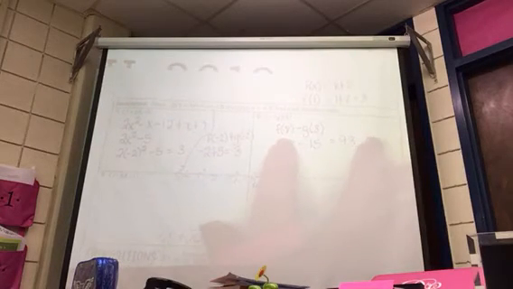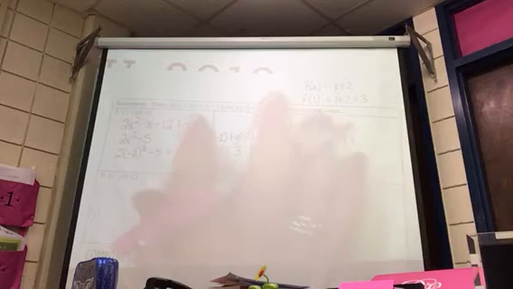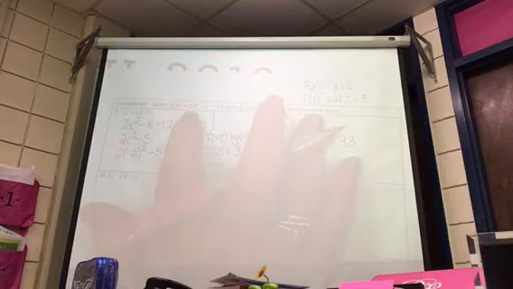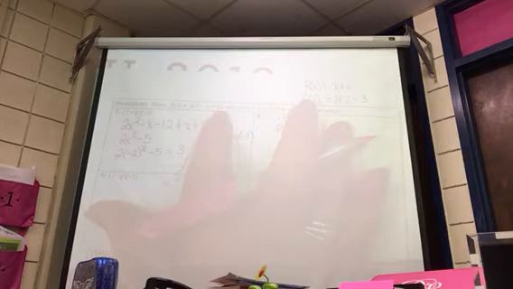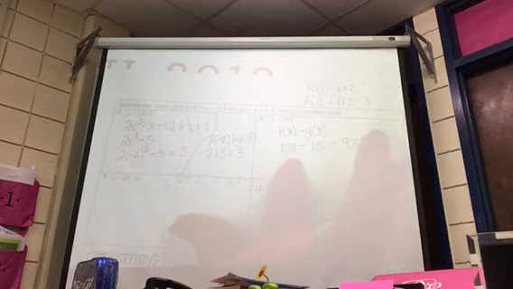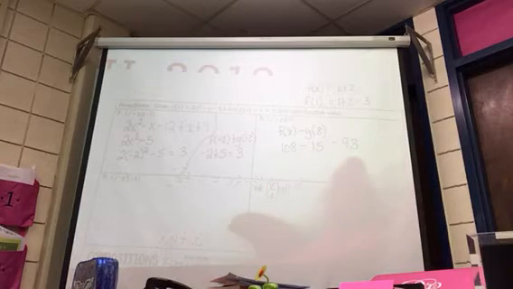Right here. All right, I said f of 8. So I took this 8 and I substituted it where the x is. So I said 2 times 8 squared, subtract 8, subtract 12. And I get 108. And then g of 8 is 8 plus 7 is 15. So 108 subtract 15 is 93.